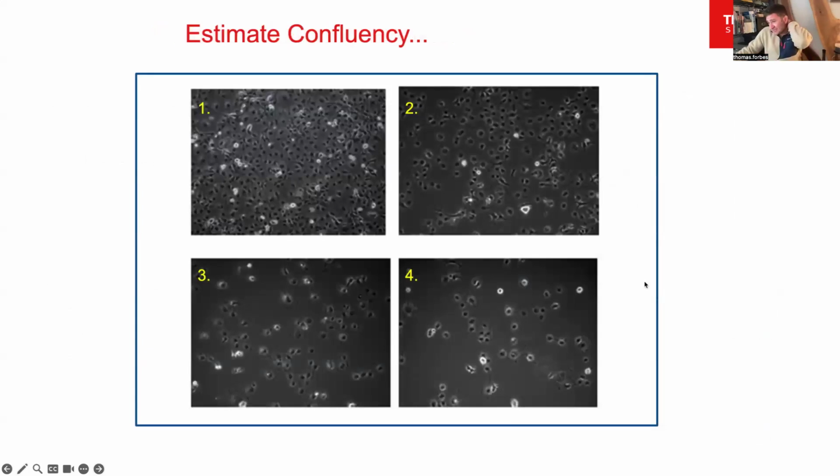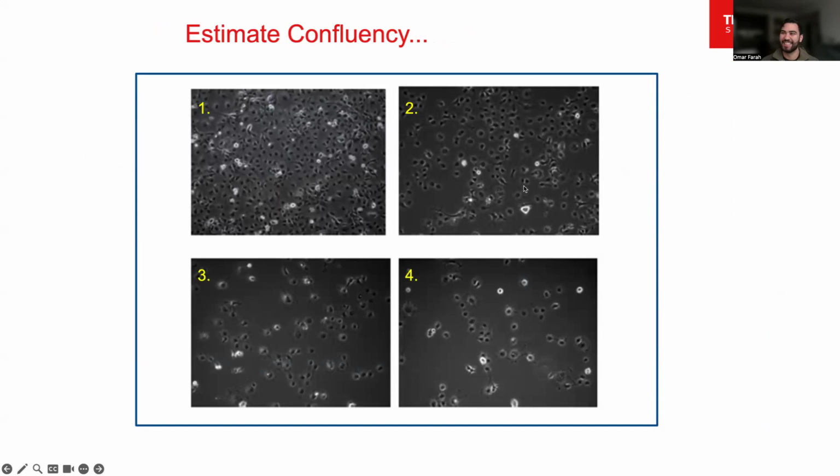So this is a quick exercise looking at estimating confluency. Anyone have an idea? You can just put these in the chat. What would the confluency be in, say, box 1? 80%. Very good. Yeah, I'd say about 80 to 90%, time to passage those cells, right?